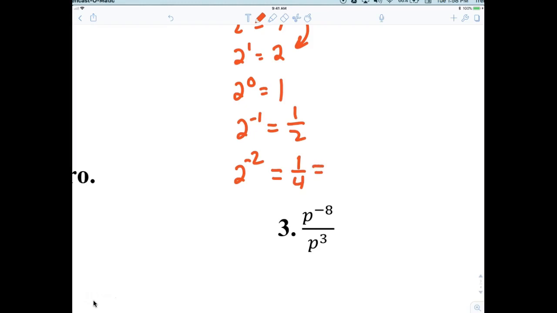All right. Now, let me explain something. Here's where you got to connect the dots. Listen to me. 1/4 is the same as 1 over 2 squared. I don't think that's tricking anybody. Does everybody agree with that?